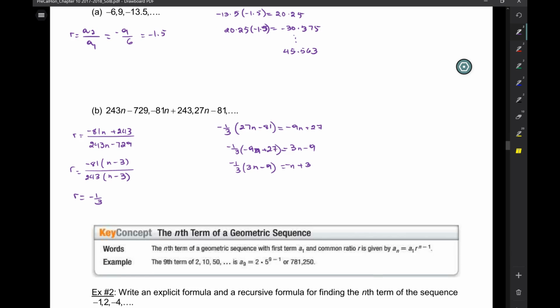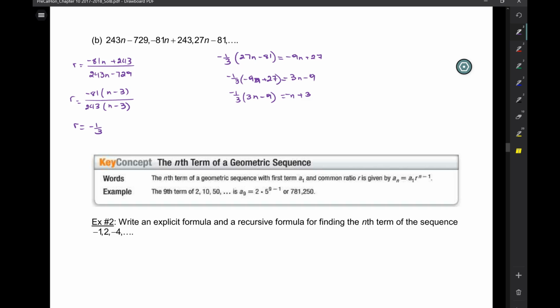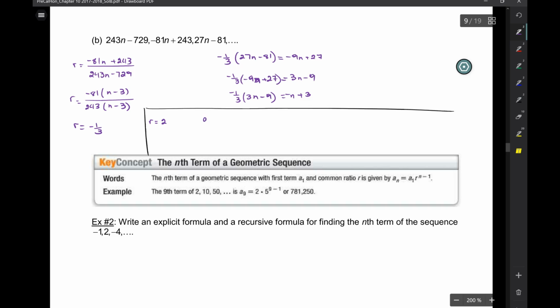Okay, so let's think about some patterns here. Suppose you have a geometric sequence for which R is equal to 2, and suppose A1 is equal to 3. Then what would A2 be? 3 times what? 2. And what would A3 be? 3 times 2 times 2, right? And A4, 3 times 2 times 2 times 2, right?